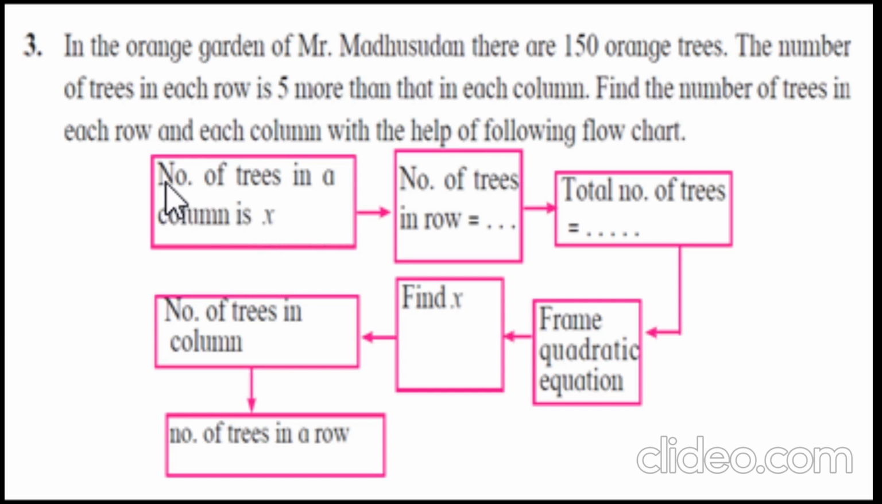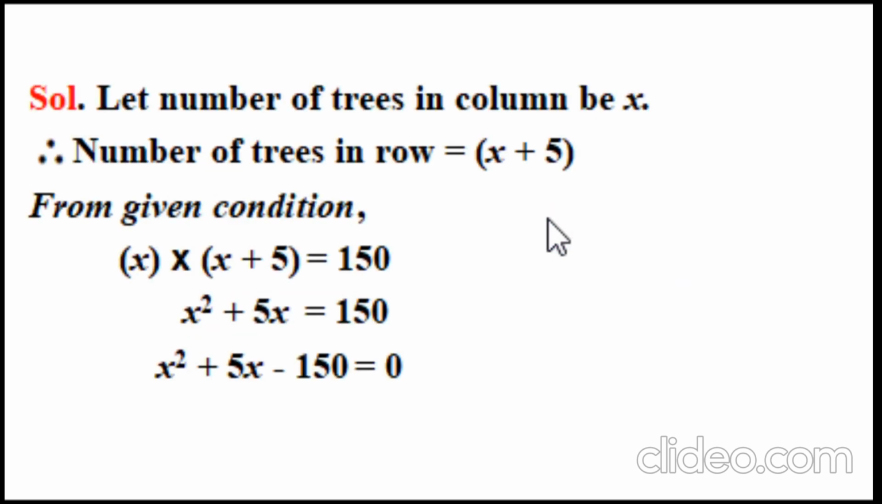They have given a flow chart. First, the number of trees in a column is x, the number of trees in a row is x plus 5, and the total number of trees is 150. Frame the equation, find the x, then find the number of trees in column and in row. This flow chart we have solved in the next slide.